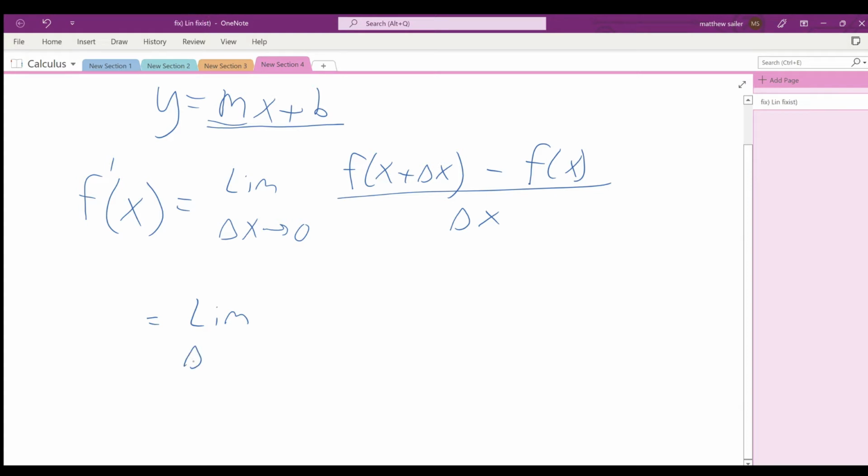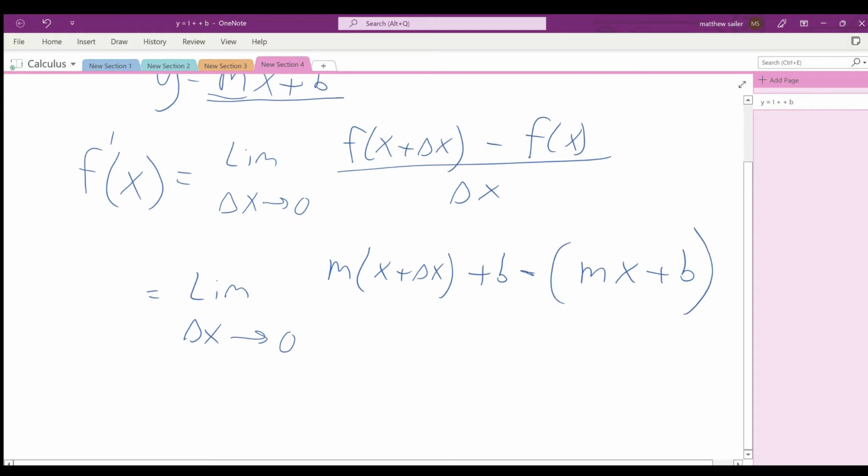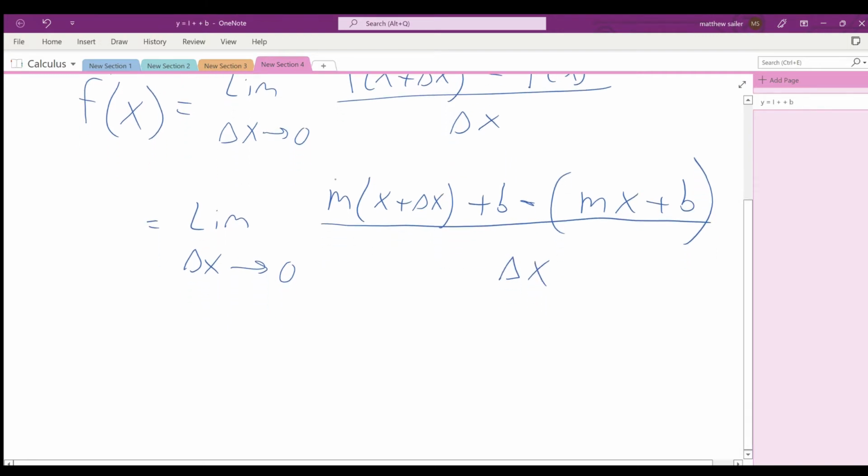So the limit as delta x approaches 0 of m times x plus delta x plus b minus mx plus b. And remember to put this in parentheses because we're subtracting the entire function of mx plus b. And this is all going to be over delta x. Let's distribute the m into these brackets and this negative sign and rewrite this.